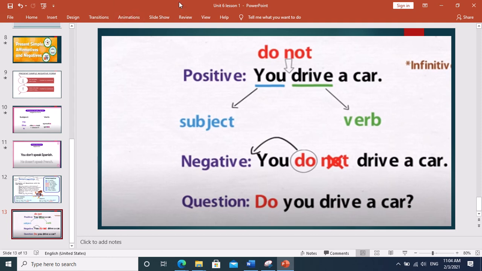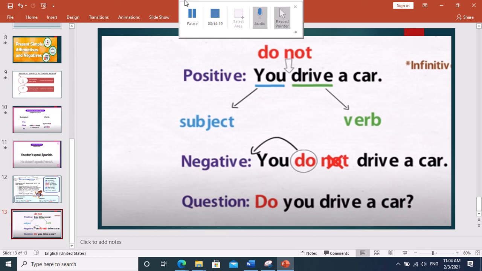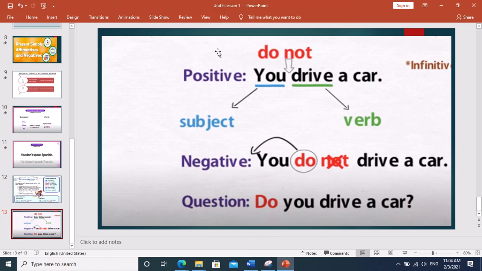I hope all of you understand what I speak about. I hope all of you understand the present simple. It's very easy.